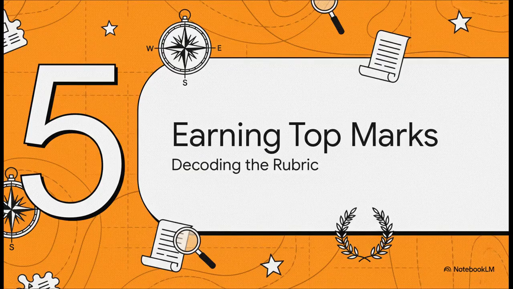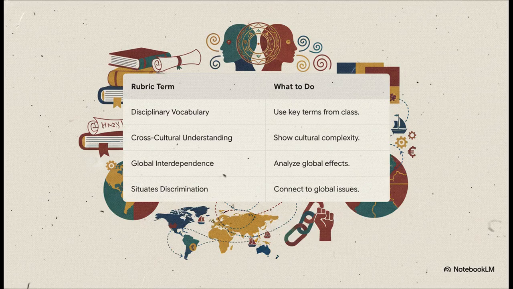All right, we've built the whole project. Now let's talk about how to absolutely crush it. The best way to do that is to stop thinking of the grading rubric as some big mystery. Instead, think of it as your cheat sheet for getting a fantastic grade. Let's just translate this academic speak into plain English. When the rubric says disciplinary vocabulary, it just means use the key terms you've been learning in class. Simple. Cross-cultural understanding? That means show that you get that other cultures are complex, not just simple cartoons.